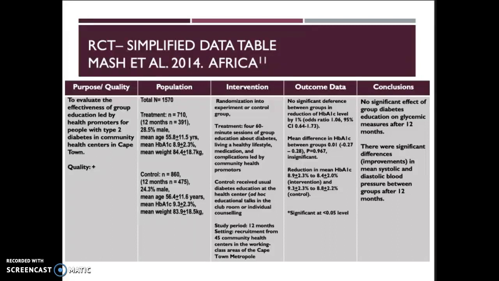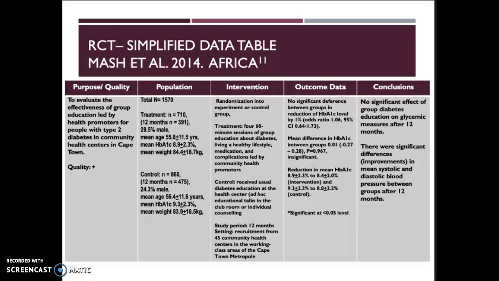1,570, and the intervention included 4 60-minute sessions of group education about diabetes, healthy lifestyle, medication, and complications, again led by health promoters. This was in comparison to the control group who received usual diabetes care at the health centers.